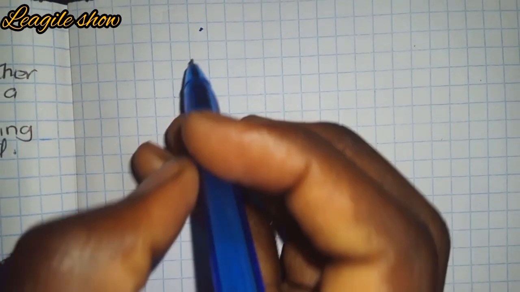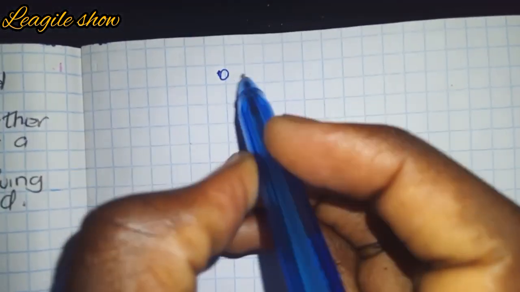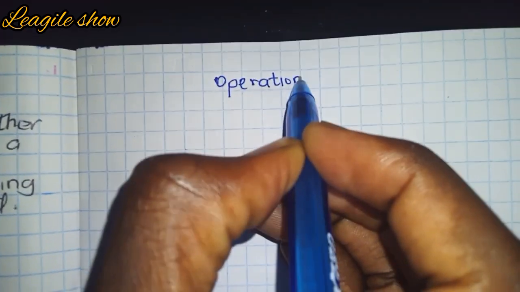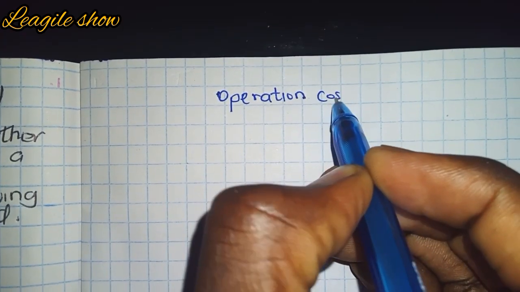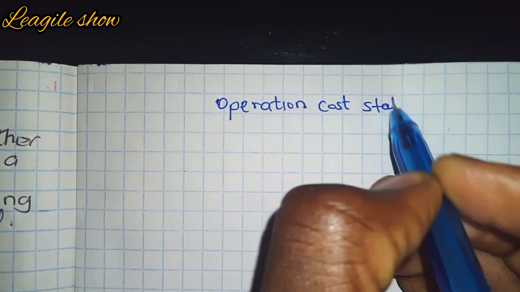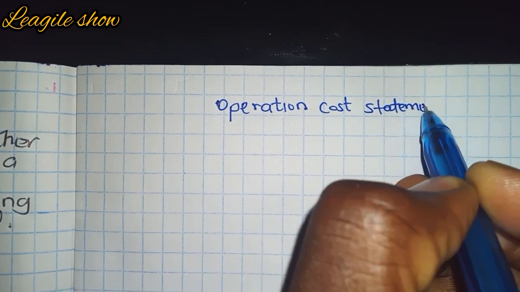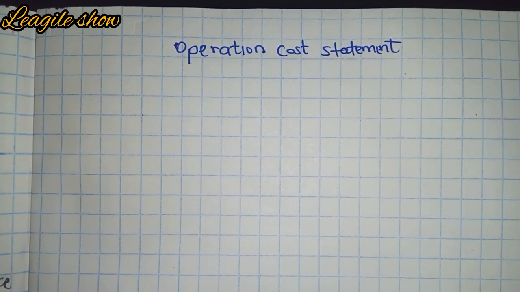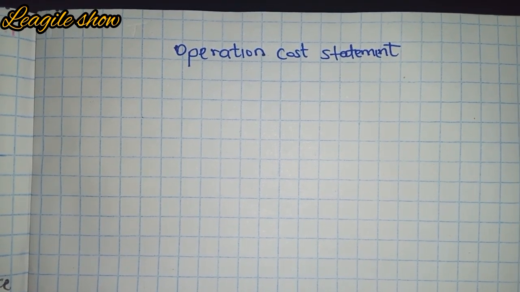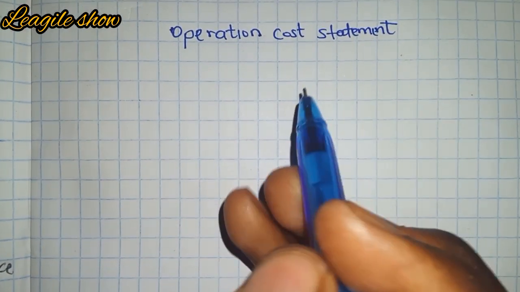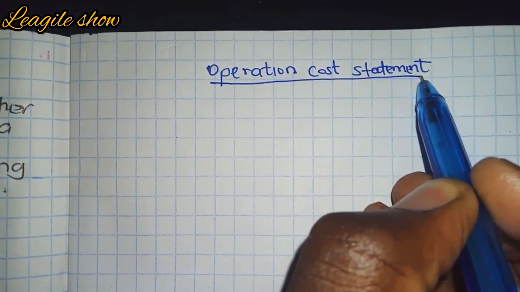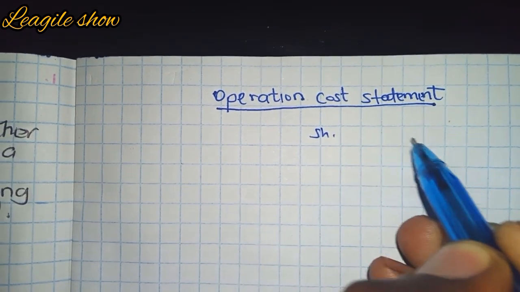So in order to calculate the cost per ton kilometer, we will first need to come up with what is called the operation cost statement. This is what will help us to do our calculations on the two questions, that's part A and B. So on the operation cost statement, we will be using two things here.